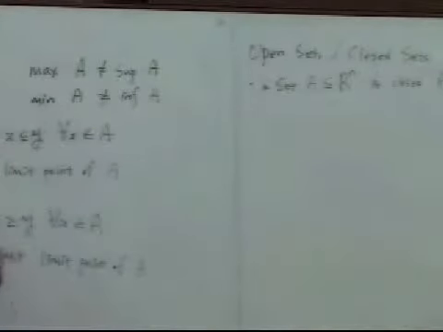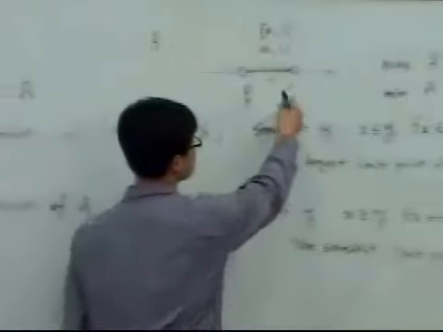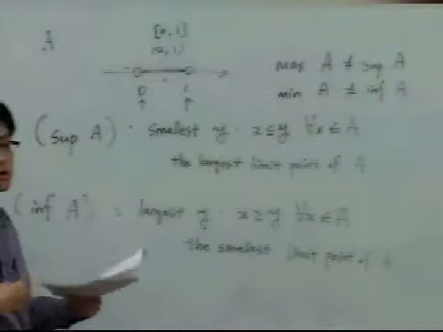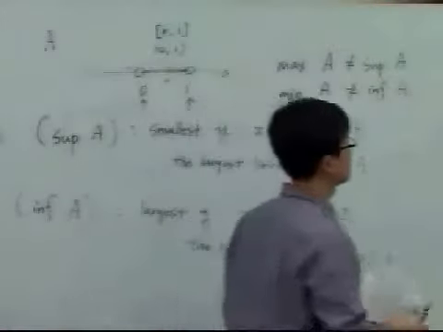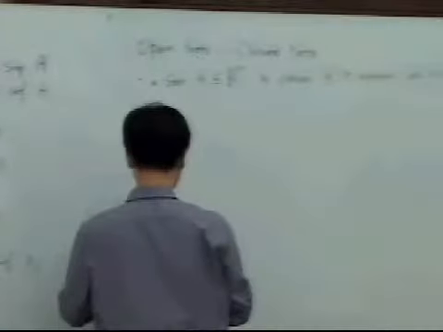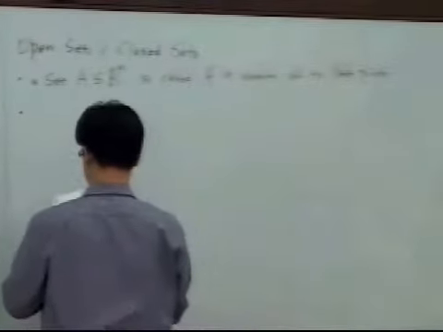So, is this open set or closed set? Open set. It does not contain the limit point. The limit point would be 1 and 0. But it does not contain those limit points inside of itself. Okay, that's the definition of the closed set. And the other one is the open set.